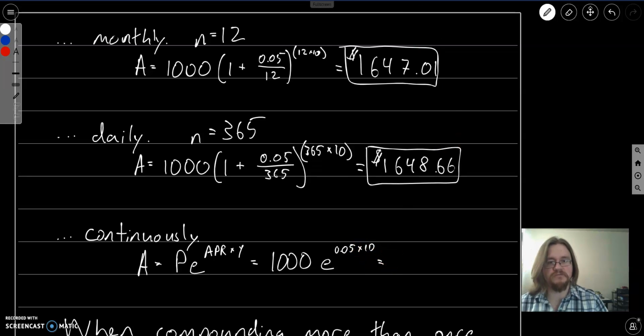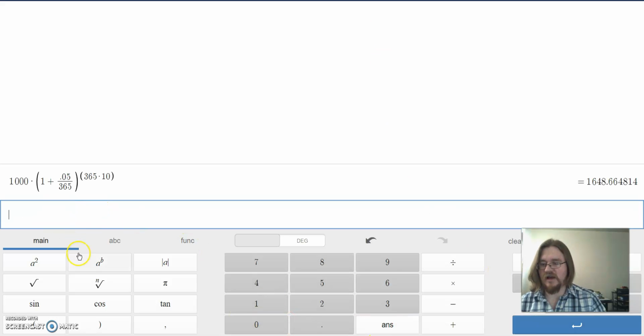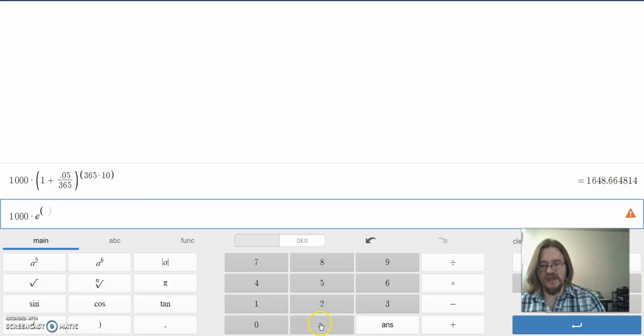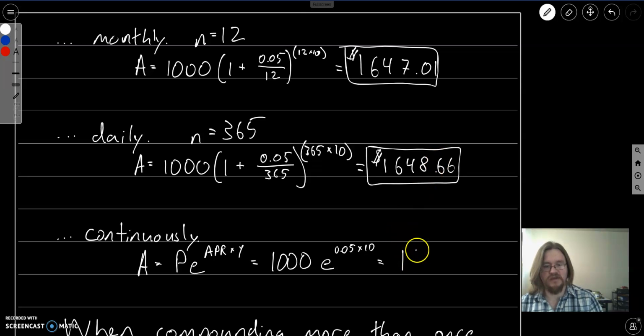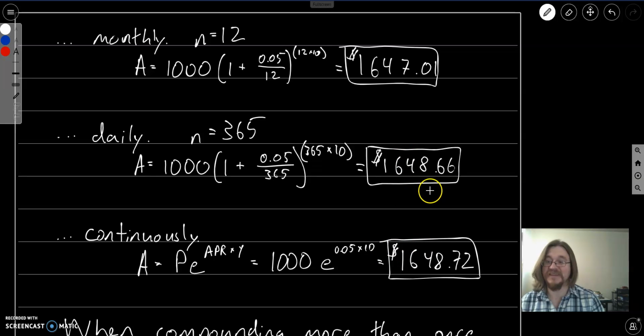So if we come back, I can take 1,000 times, and if I just press E on my keyboard, it turns up. And then I can raise this to the, I need my parentheses, my APR, which is 0.05, times how many years are we investing. And here we get 1648.72. And we can see that the difference between investing daily, or compounding daily, and compounding continuously isn't very much.